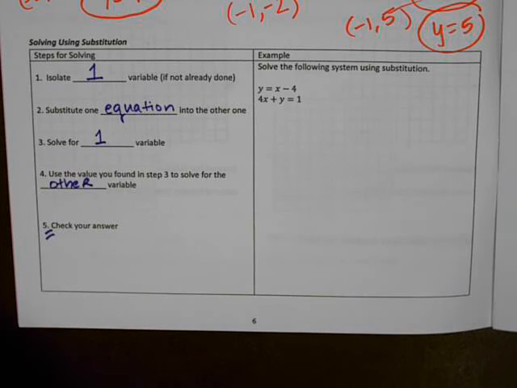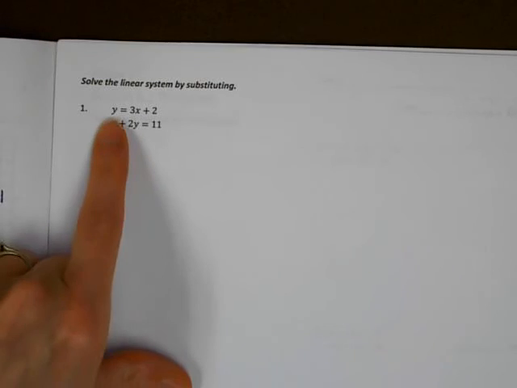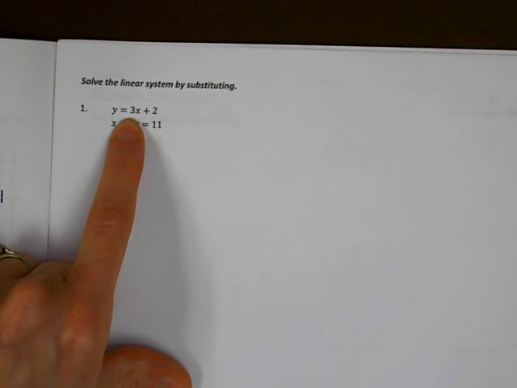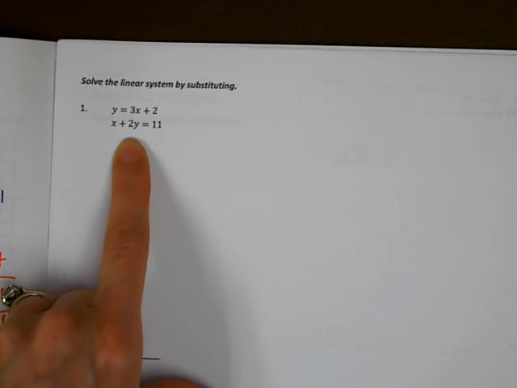All right, so let's move on and try number 1 here. Okay, so if you guys look back at your sheet, step 1 said isolate one variable. See how y is already alone? See how it says y equals? So we're already isolated. Okay, so we're ready for step 2.